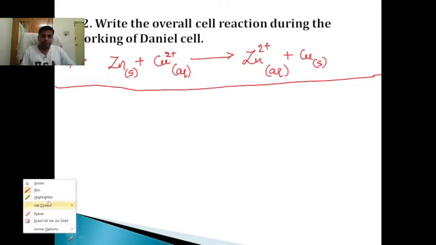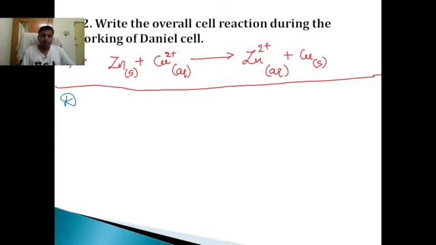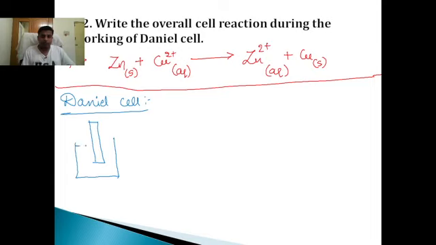Let us just discuss the background of this reaction. We know about Daniell cell very well. What does Daniell cell consist of? We know Daniell cell consists of a zinc rod dipped in zinc sulfate solution.